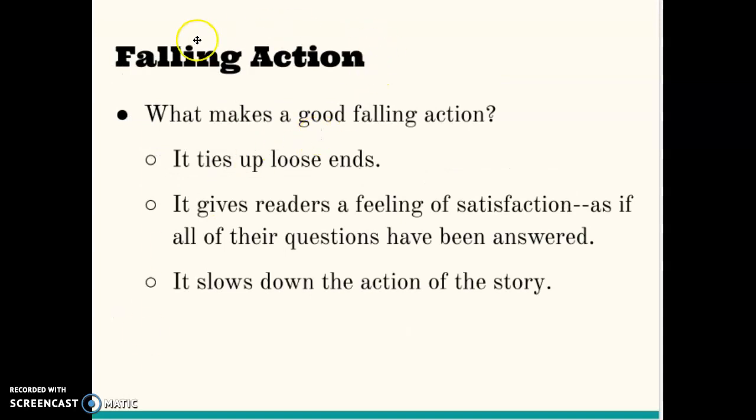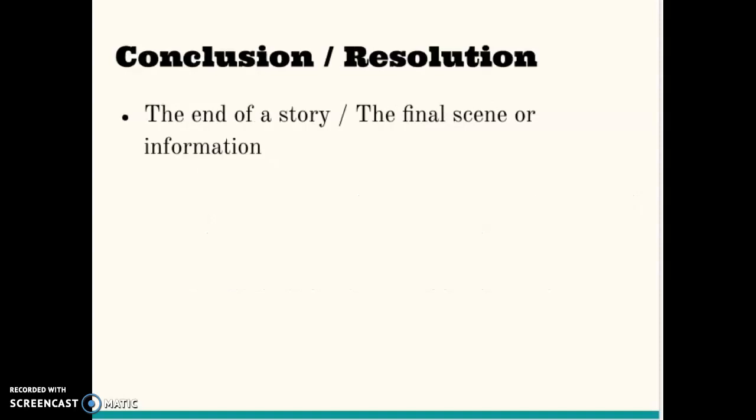So now that you've had some time to think and write your answers, falling action ties up all the loose ends of a story and gives the readers a feeling of satisfaction. So you're kind of understanding why things took place, your questions are being answered, and it slows down the action of the story so that it can come to its reasonable conclusion, which is what we'll finish this discussion with.